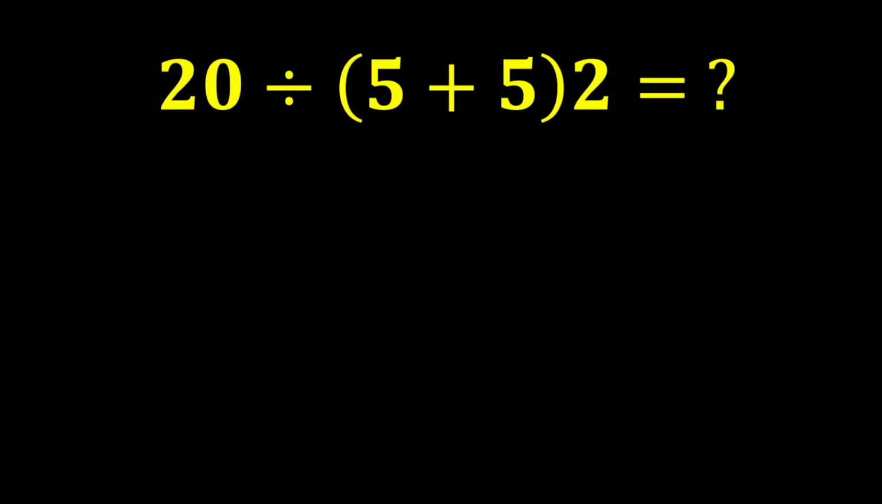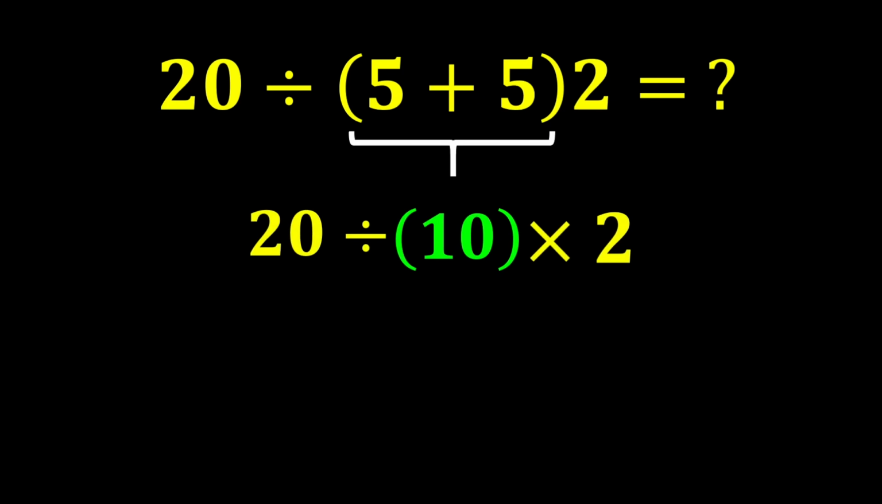20 divided by (5 plus 5) times 2. According to PEMDAS, we first calculate inside the parentheses. 5 plus 5 gives us 10, and the expression becomes 20 divided by 10 times 2.